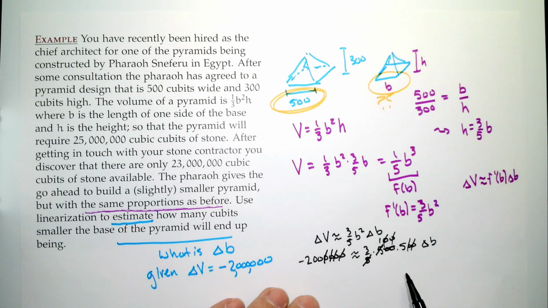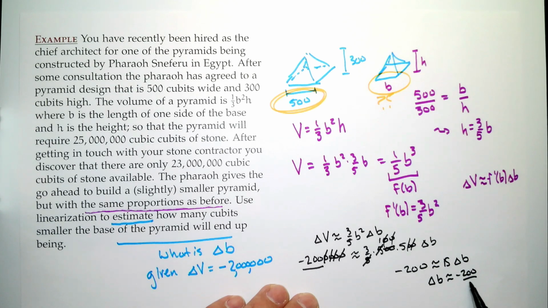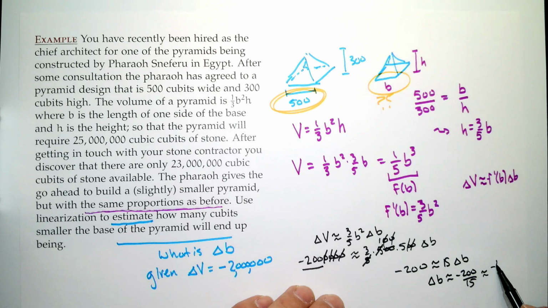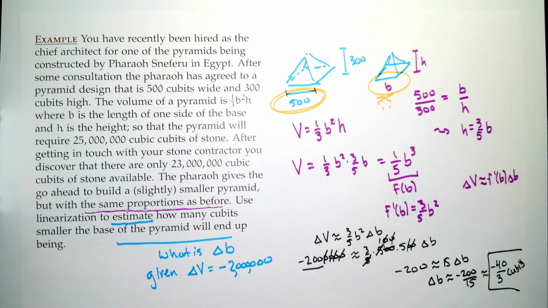So if we have that, what do we have? We now have negative 200. On this side, what's left is 3 times 5, which is 15, times the change in your base. So the change is approximately negative 200 over 15. Both these terms are divisible by 5, so we get negative 40 over 3. Now, 40 over 3, negative what? Cubits. All right, and there's our answer.